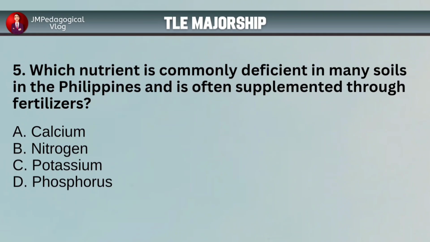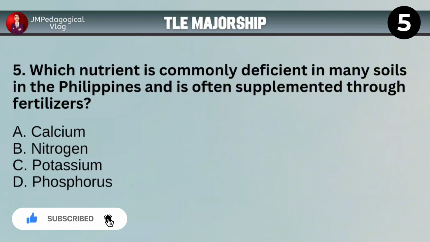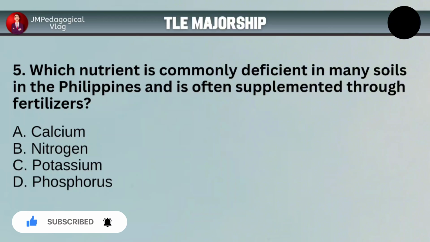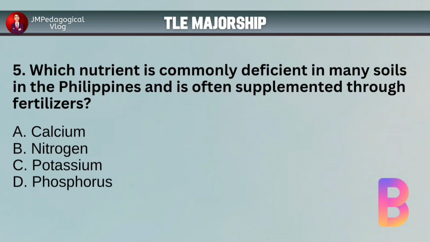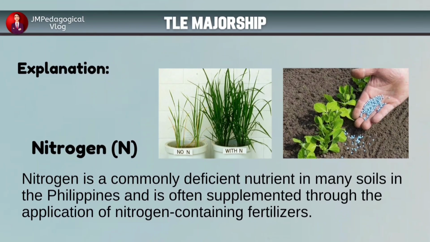5. Which nutrient is commonly deficient in many soils in the Philippines and is often supplemented through fertilizers? A. Calcium. B. Nitrogen. C. Potassium. D. Phosphorus. B. Nitrogen. Explanation: Nitrogen is a commonly deficient nutrient in many soils in the Philippines and is often supplemented through the application of nitrogen-containing fertilizers.